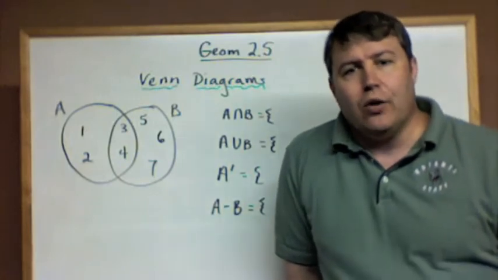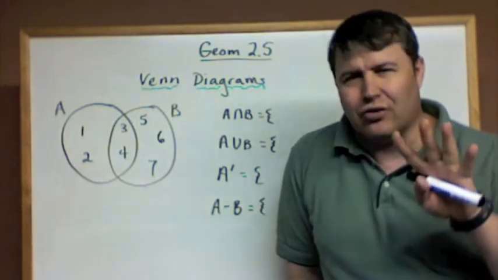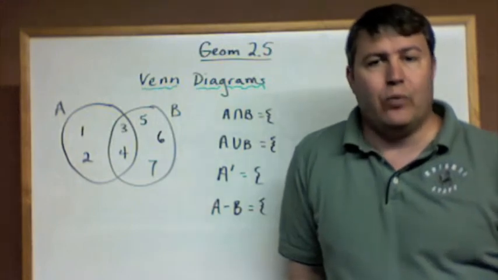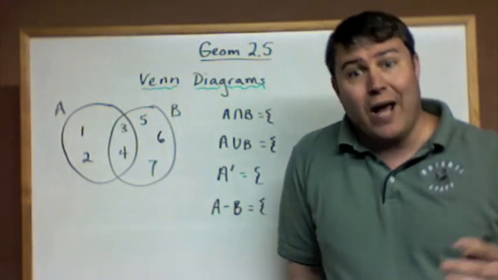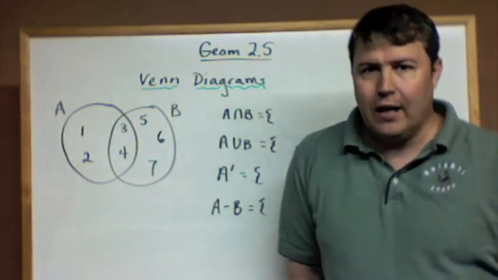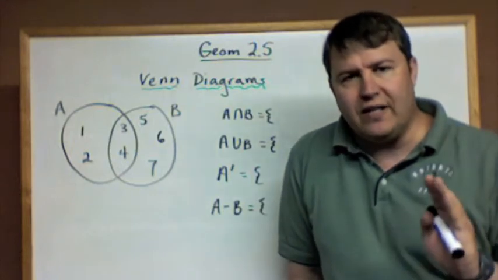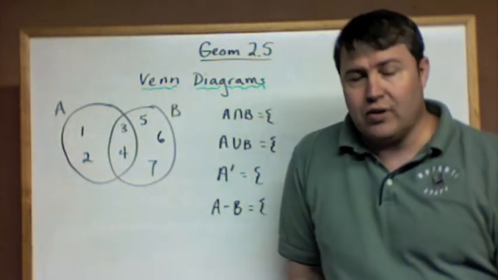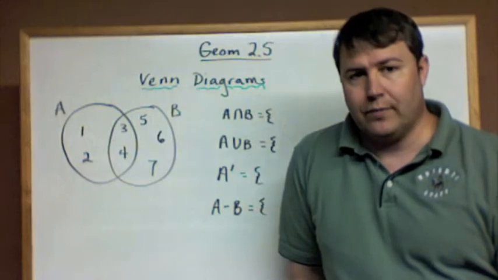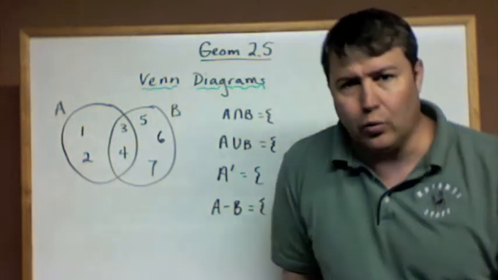Well, in logic, we can also make pictures of what we're trying to talk about with the symbols. The guy who came up with this, his last name was Venn, and so we call these Venn diagrams. That's what Geometry Section 2.5 is about. Let me walk through this note card with you.